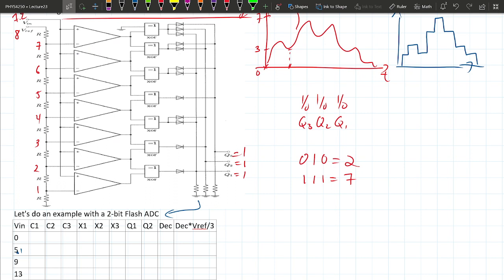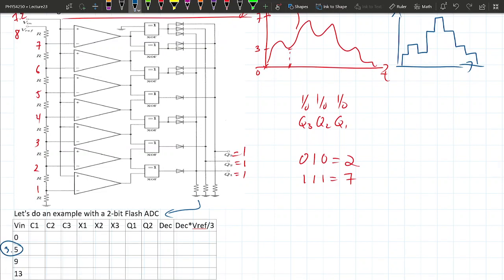What I want you to do is figure out what the comparators are doing: C1, C2, C3. 5 may be too high, so let's not do 5. We already did between 2 and 3, so let's do 3.5, okay?